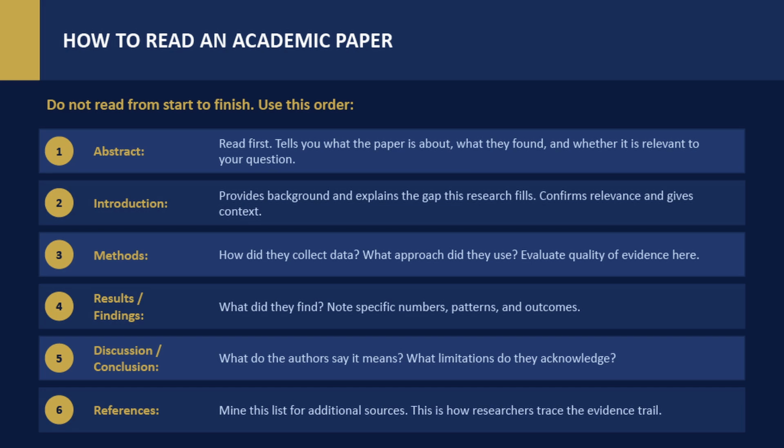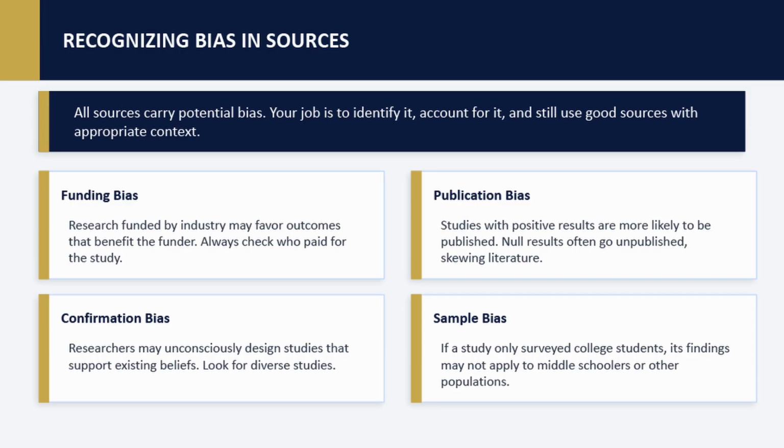What do the authors say it means? What limitation do they acknowledge? And lastly, references. We should mine this list for additional sources because this is how researchers trace the evidence trail. So, recognizing bias in sources.